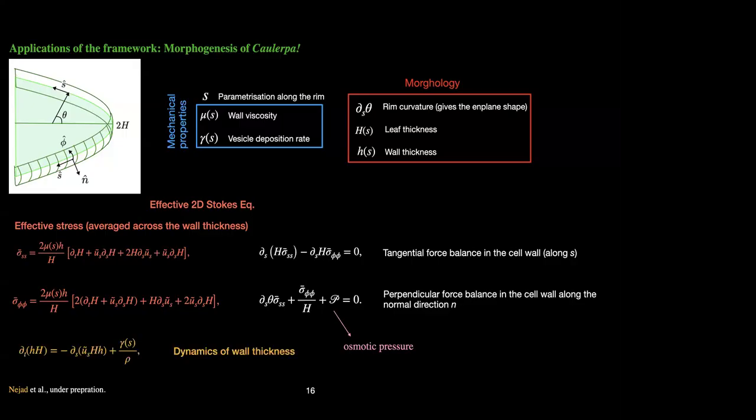And we have another equation for the dynamics of the thickness as a function of the distance from the tip, and also as a function of time. And that has a term due to the velocity of the fluid inside the wall, and it has a term because of the deposition of the vesicles to the cell wall at the tip. And so this set of coupled equations can give us the morphology and shape as a function of time.